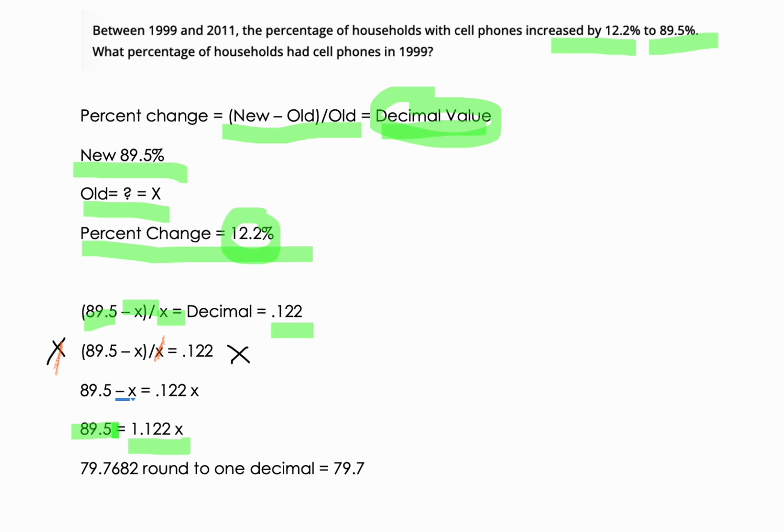And when you divide that, you're going to get 79.7682. And the question says to round to the nearest tenth of a percent. So we need to round this to one decimal place. Since this is a 6, we need to bump that 7 up to an 8. This should be an 8. So our final answer should be 79.8. That's our old percentage. And when it increases by 12.2%, we get the new value, which is 89.5.